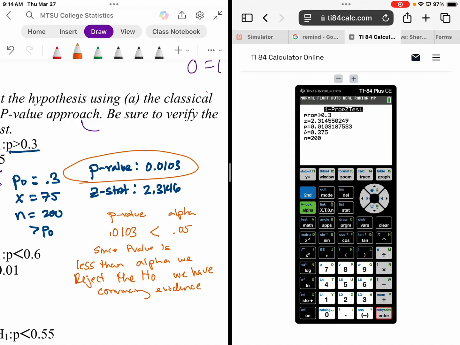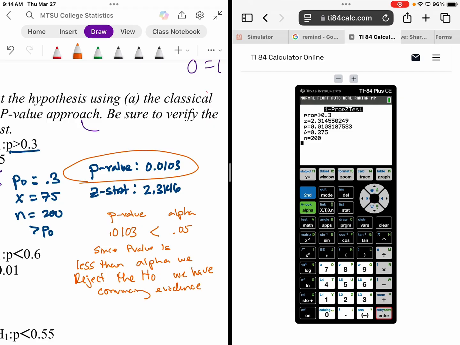So here our P value after the calculation is less than the alpha that they asked us to compare it to. Since we're less, we reject the null hypothesis. We have convincing evidence to support that it's greater than 30%, because that's what it's saying up there for the alternative hypothesis.